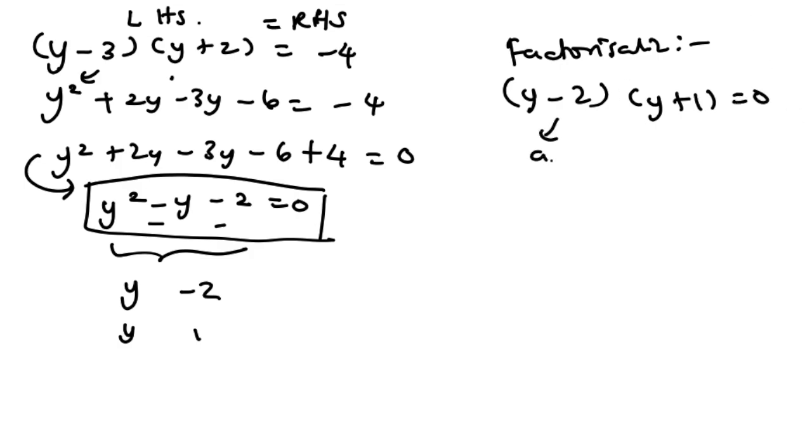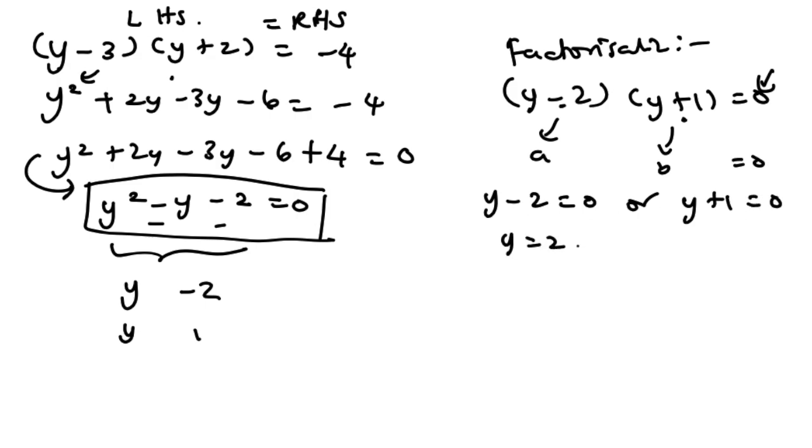So this could be considered as a, this could be considered as b, a times b equal to 0. Either this or this equal to 0 to get the right hand side equal to 0. So we have y minus 2 equal to 0 or y plus 1 equal to 0. This gives y equal to 2 or y equal to minus 1. So we have this answer.